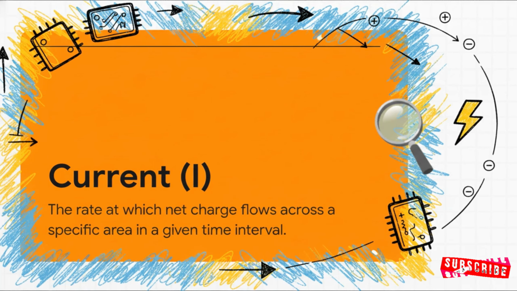So the absolutely crucial point is this definition right here. If you want to ace your exam, you've got to burn this into your memory. Current, which we represent with the letter I, is simply the mathematical rate of that steady, forward-moving charge. It's the limit, as the change in time approaches zero, of the net charge divided by the time interval. Basically, it's just a measurement of how much charge is crossing a specific area in any given moment.